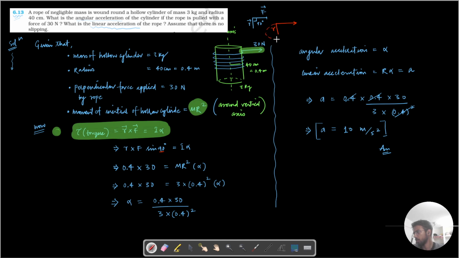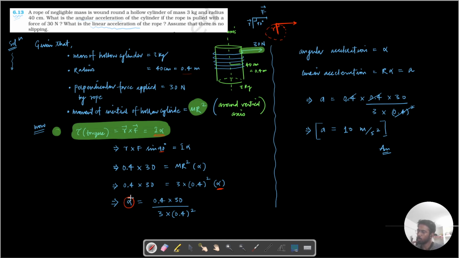This is the cylinder, and the force is applied like this and the radius is this. So the angle is 90 degree. This is why sine theta is 90 degree, right? So it is equal to I alpha. Now this is the formula because we are relating this with alpha, the angular acceleration. So 0.4 from the given data into 30 is equal to mr square into alpha, and alpha is the only variable here, so we can calculate alpha, the angular acceleration.